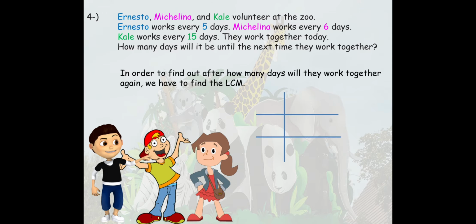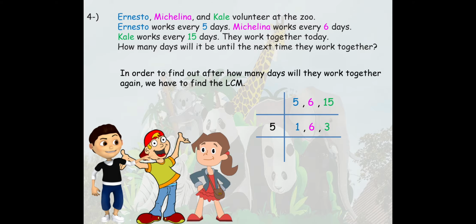Now, in order to find the LCM of these three numbers, there is more than one way. But we're going to use this way because it is the shortest and the fastest way. We're going to put the numbers 5, 6, and 15, and check what two of them are divisible by. 5 is a prime number, so we divide 5 by 5 and get 1. 6 is not divisible by 5, so it stays the same. And 15 divided by 5 is 3. So now we have 1, 6, and 3.